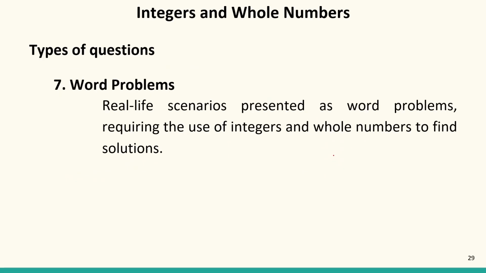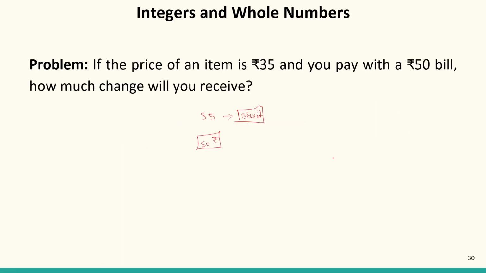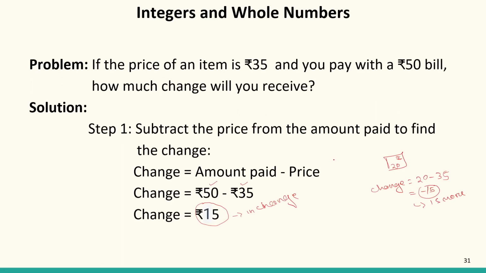We also did a real life scenario word problem on integers and whole numbers. If the price of an item is 35 and you pay with a 50 rupee note, how much change will you receive? We saw that when we subtracted the price from the amount paid, we got a positive value, so that is the amount we will get in change. So this is it for the lecture. Thank you.